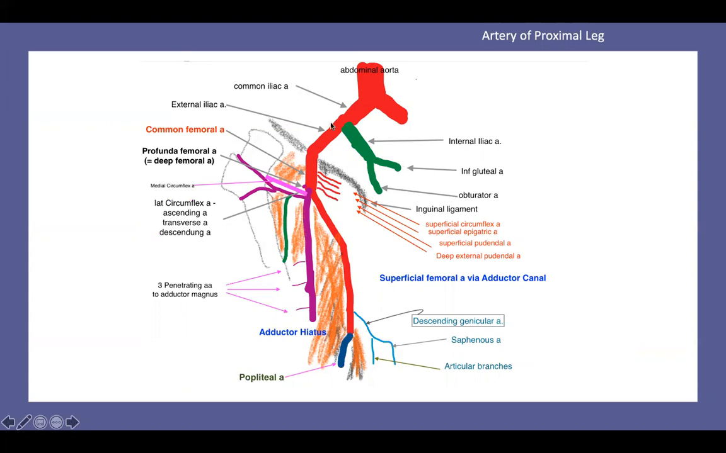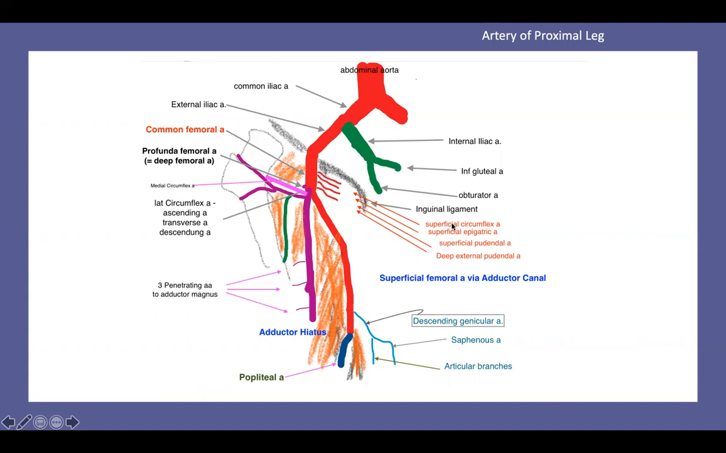But interestingly, the external iliac artery passes over the inguinal ligament and becomes the common femoral artery. Now, after it passes the inguinal ligament, it becomes the common femoral artery. And after the common femoral artery, it splits into the deep femoral artery and superficial femoral artery. But before it splits into deep and superficial femoral artery, it gives 4 different arteries.